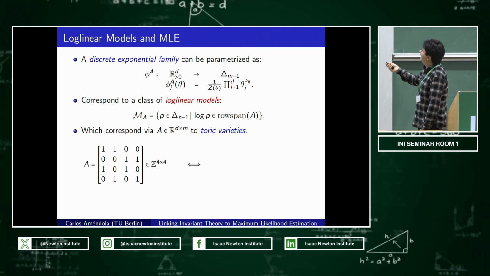The independence model is a special case of what we call a discrete exponential family, which are very nice models in statistics that have some specific parameterization. In this case, you can think of the parameterization as being monomial, really. So the probabilities can be expressed in terms of monomials. And these correspond to the class of so-called log linear models. Why? Because these are all the distributions such that when you take the logarithm, coordinate-wise, they belong to some concrete linear space. And this will be the row span of some matrix A that encodes the model. And these A are precisely these Aij entries that appear here.